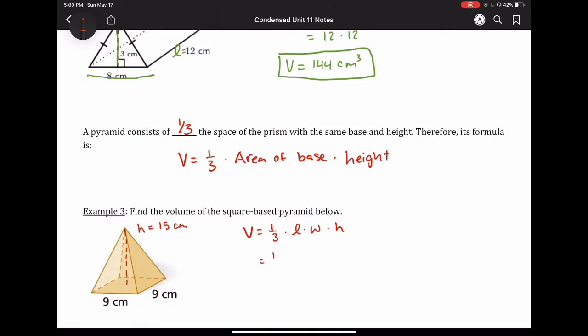So I have the formula 1/3 times length times width, both of them happen to be 9 because it's a square, times height, which I said was 15. When I multiply that out, that gives me a volume of 405 cubic centimeters.